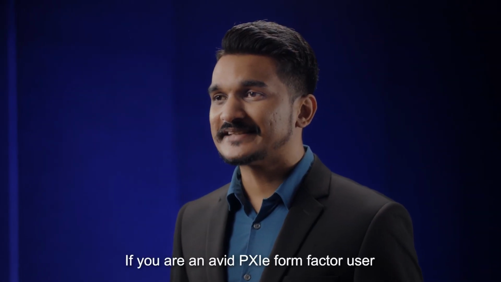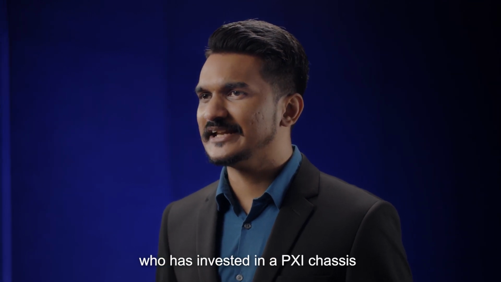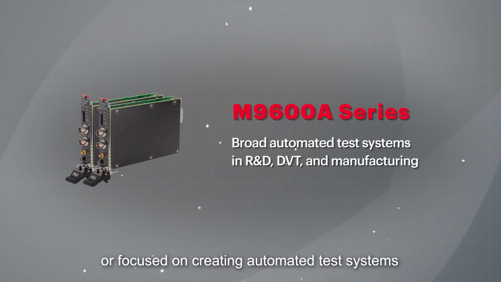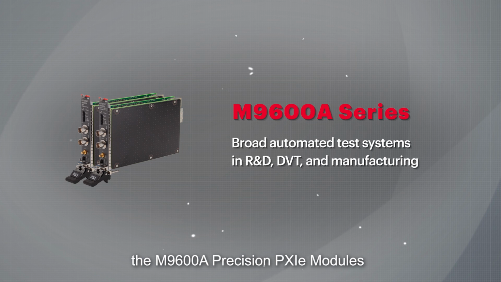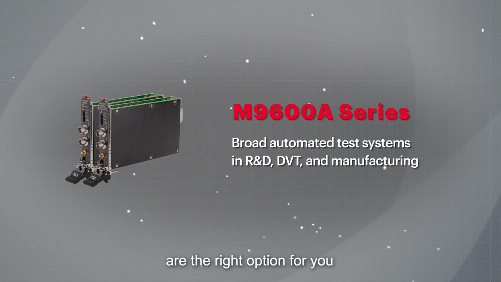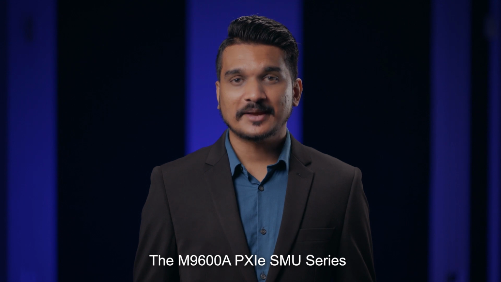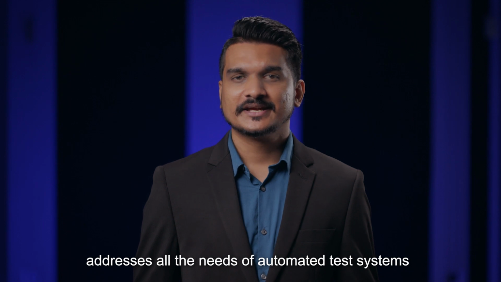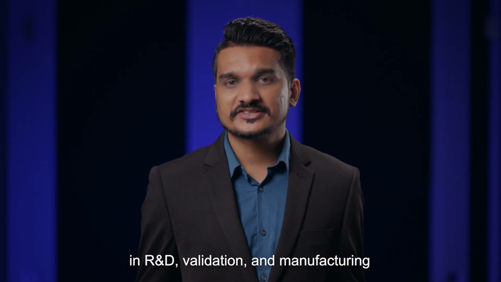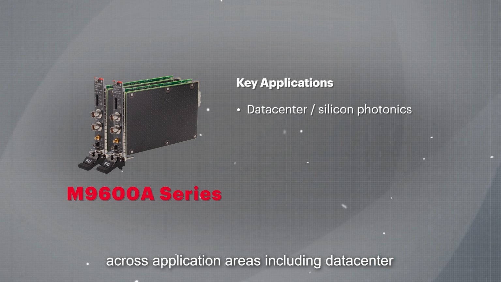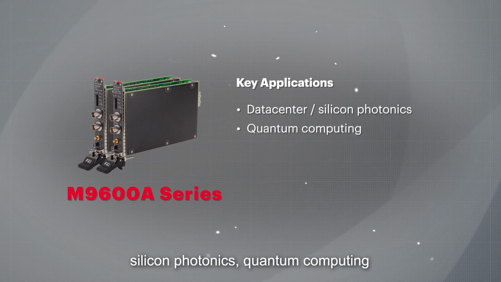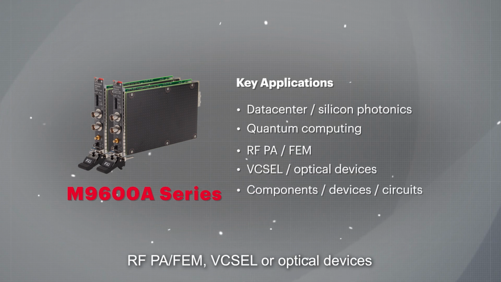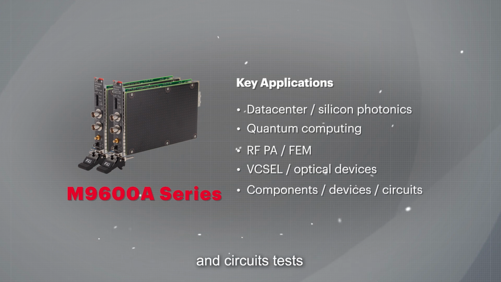If you are an avid PXIe form factor user who has invested in a PXI chassis along with other types of instruments, or focused on creating automated test systems, the M9600A Precision PXIe modules are the right option for you. The M9600A PXIe SMU series addresses all the needs of automated test systems in R&D, validation, and manufacturing across application areas including data center, silicon photonics, quantum computing, RF power amplifiers and front-end modules, VCSEL or optical devices, and other general component level devices and circuits test.